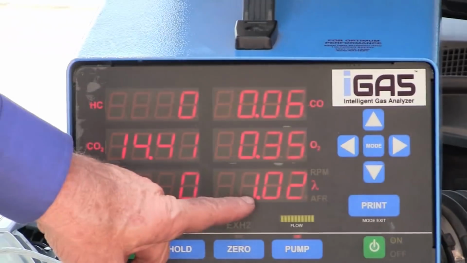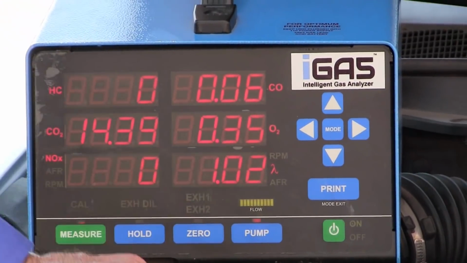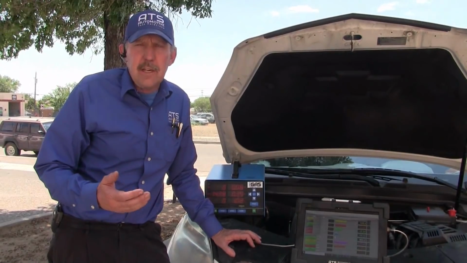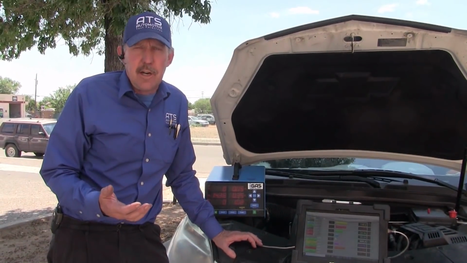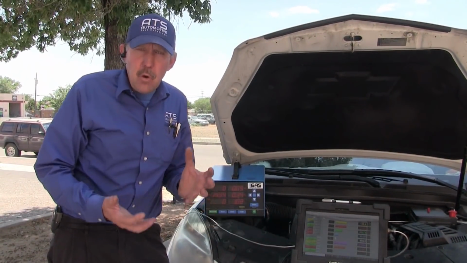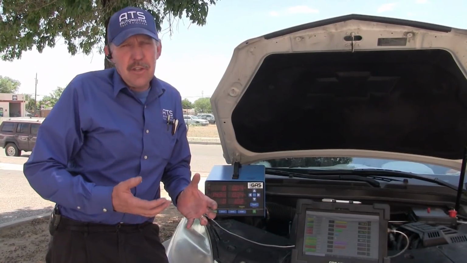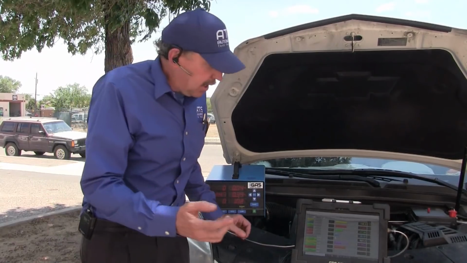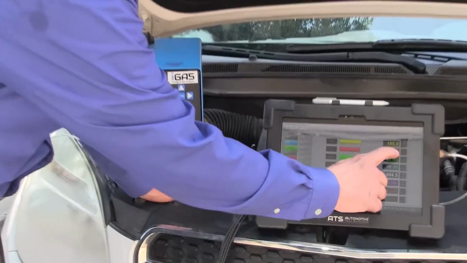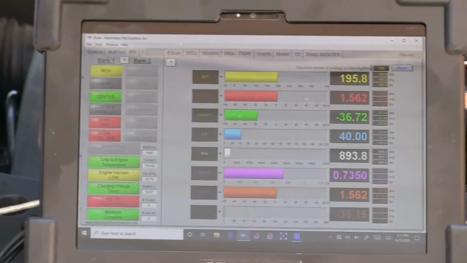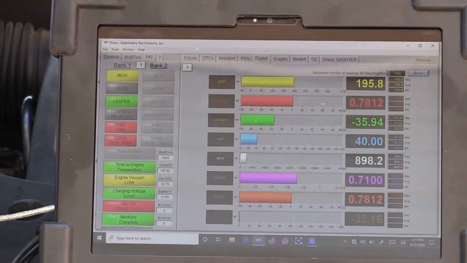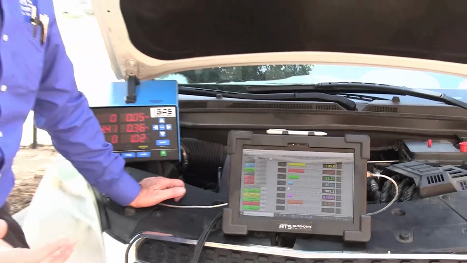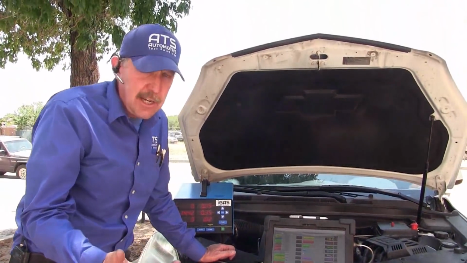And what I want to show you is I have 1.02 lambda. Now a lambda of 1.00 is stoichiometric. That means that the air-to-fuel ratios are correct. So this is 2% lean, not rich. But we can look at our scan tool data right here, and we can see where we're taking away 37, 38%. This is a huge trim takeaway, and it's only happening at idle. We saw that from our test drive.